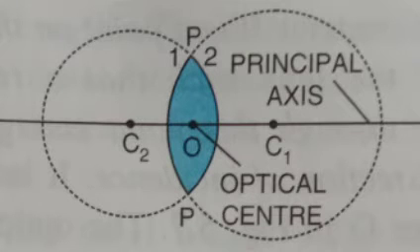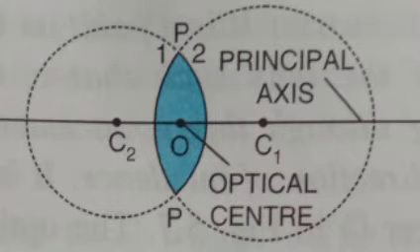Number two, radius of curvature. If you see the distance from the optical center to the center of curvature, this O and C1 and C2, or the distance between O and C1 or the distance between O and C2, this is called radius of curvature.